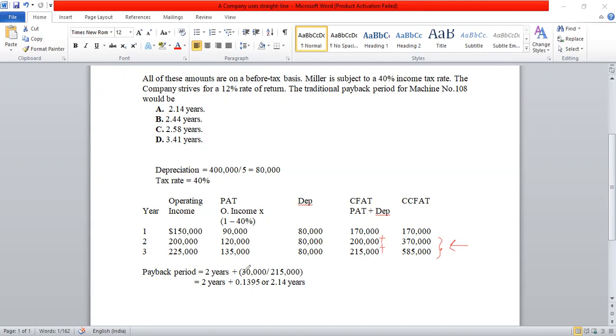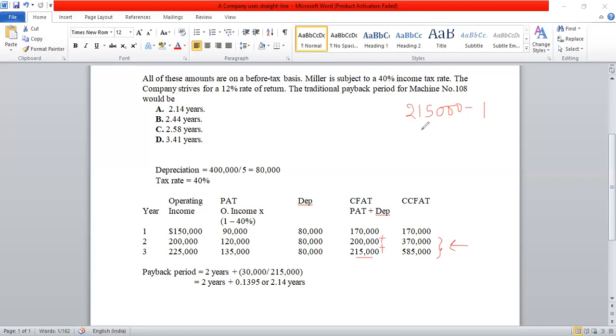Let's write the equation. See, a major portion of the investment, 370,000, was paid back in 2 years. So 2 years plus how much more should be paid back? That is 400,000 minus 370,000, which is 30. 30 is to be taken from the next year's cash flow. See, next year's cash flow is 215,000. So logically, for us to write the equation, let's just look at the logic. 215,000 was paid in a period of 1 year.